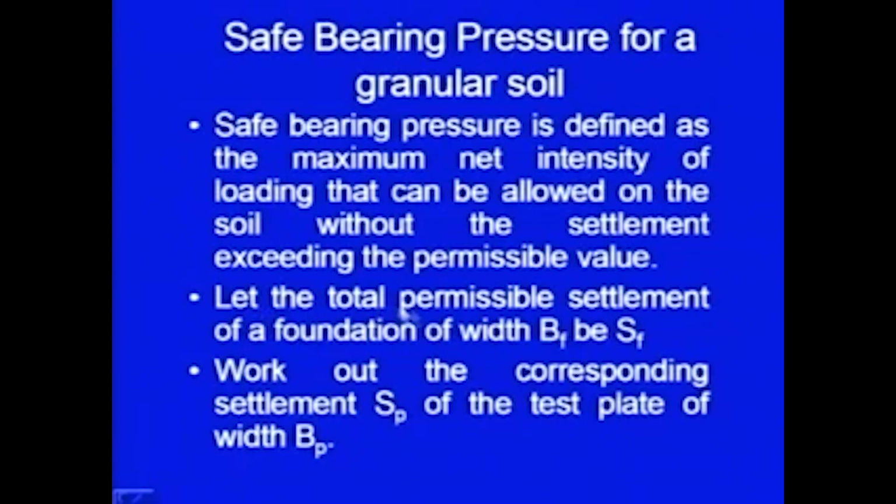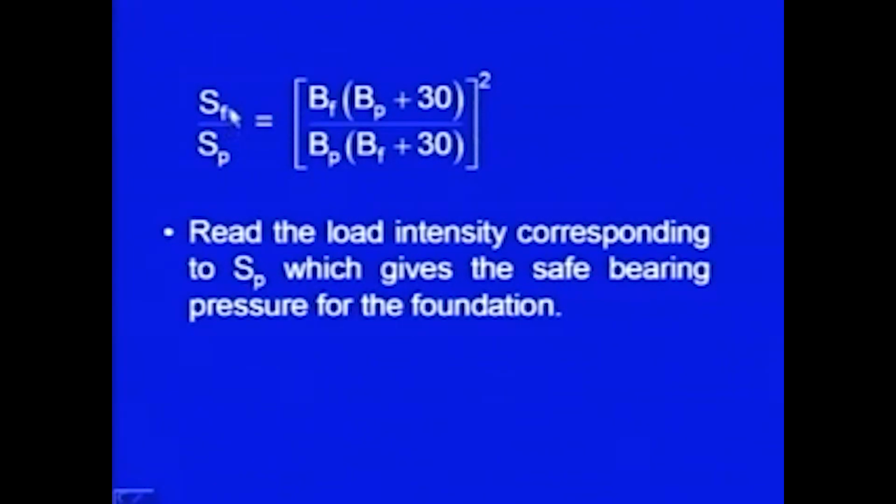And for that, let the total permissible settlement of a foundation of width BF be available with us. Let us say there is a footing and say 50 millimeter is the permissible settlement of the footing. Then work out the corresponding settlement SP of the test plate of width B. So, you can use the same relationship. You have SF, SP, BF, BP, you have the relationship between all these parameters. So, for given SF, you can find out the corresponding settlement of the plate and read the load intensity corresponding to SP, which gives the safe bearing pressure of the foundation.